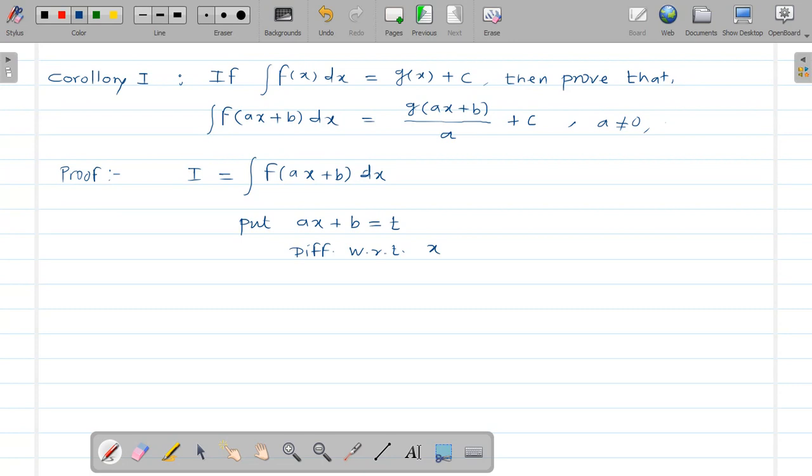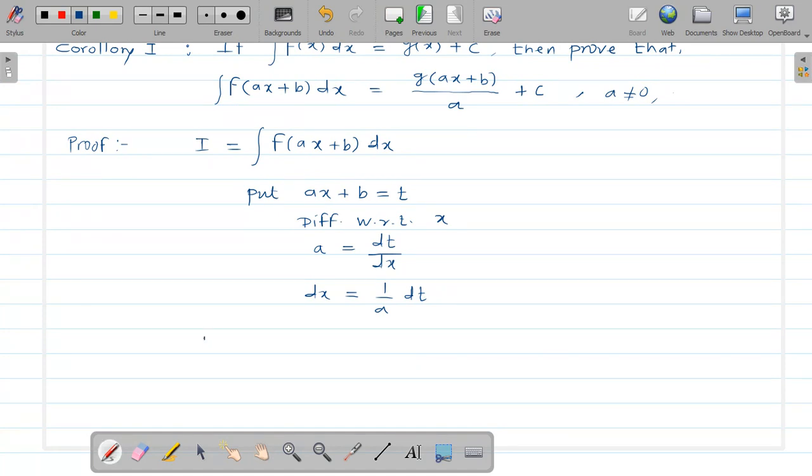Then what is the derivative of ax plus b? The derivative of ax is a, plus the derivative of b is 0, is equal to, on the right hand side, the derivative of t with respect to x, which is dt by dx. So what will you get? We get the value of dx. dx is equal to 1 upon a into dt. So after this substitution, integration I becomes the integration of f of t, because ax plus b is t, into dx, which is 1 upon a into dt.